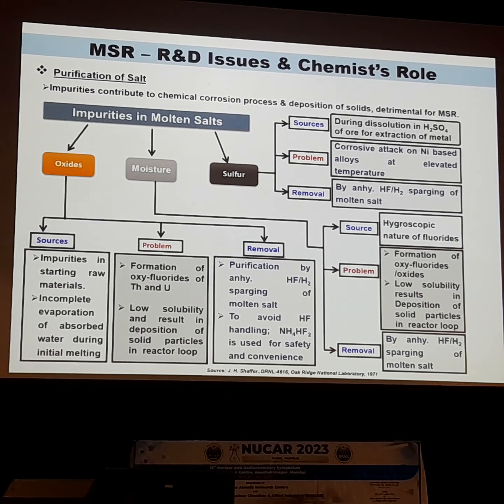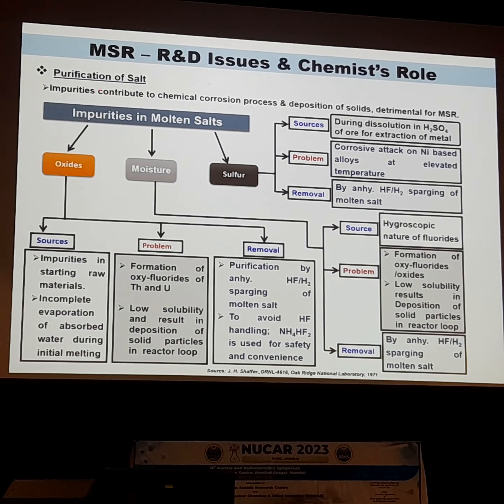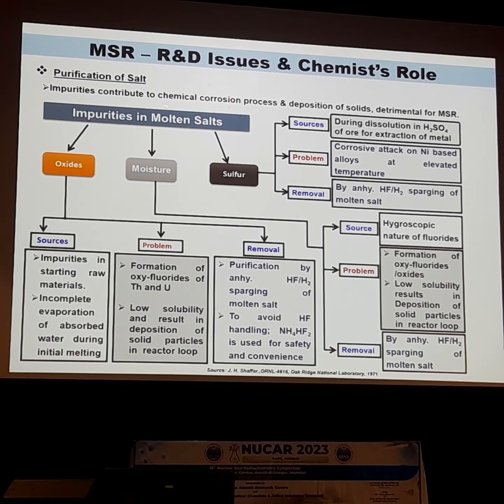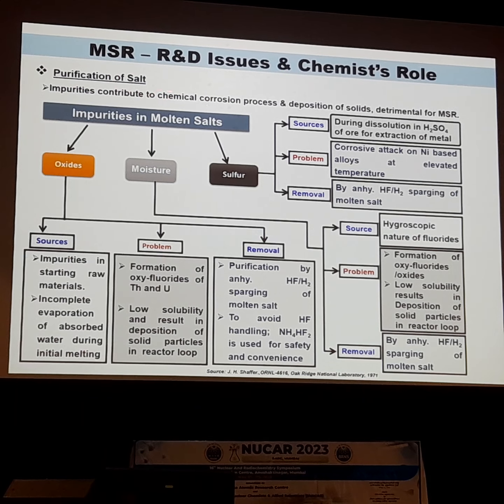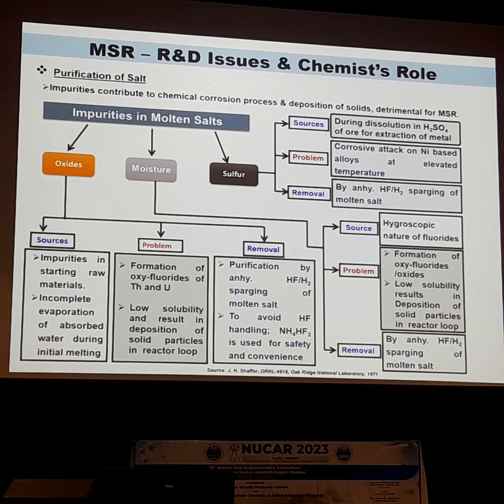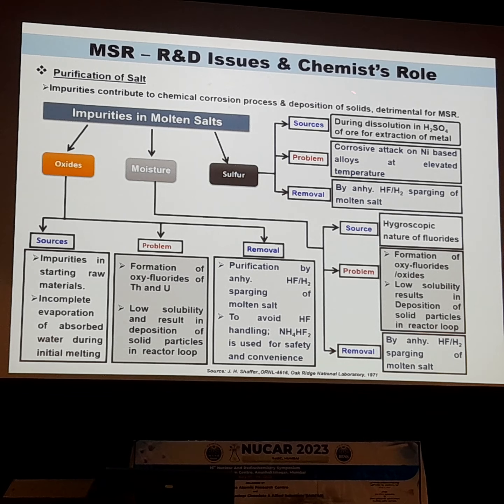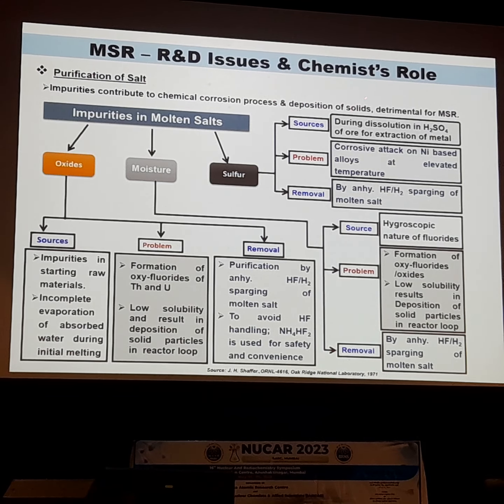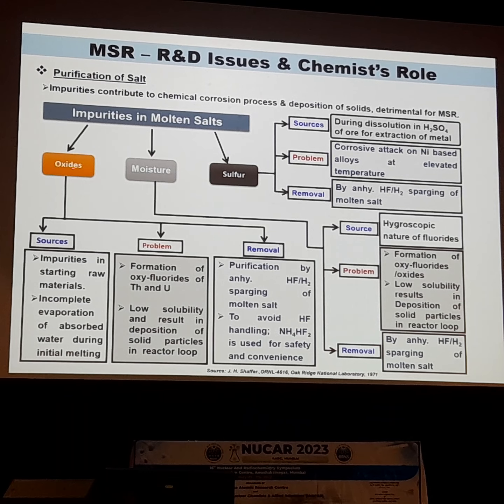So, as chemists, our role is to prepare the salt. Before preparation, impurities have a great effect in a molten salt reactor system and on molten salt components. Impurities basically contribute to the chemical corrosion process, and they sometimes form solids which deposit in the primary circuit, so it is detrimental for the molten salt reactor. What are the different impurities present in the molten salt? Mainly oxide, moisture, and sulfur.